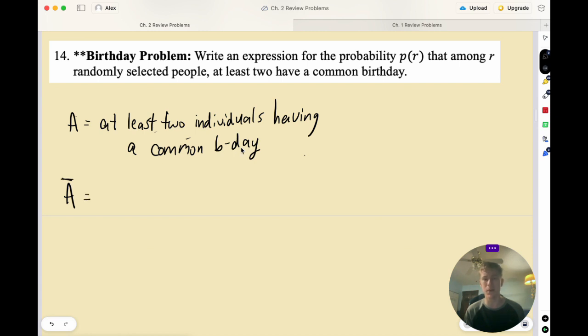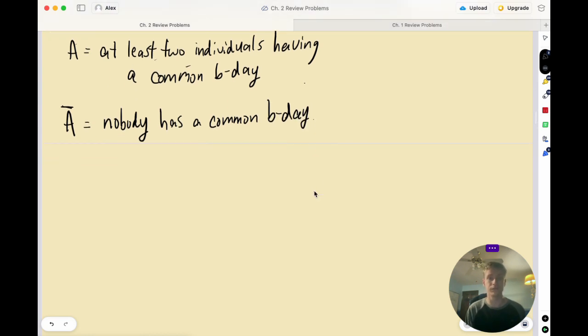So what is the complement? Well, the complement is that nobody has a common birthday. And this probability isn't that bad to figure out. So how do we find the probability of that occurring? Well, let's put our thinking caps on for a second.